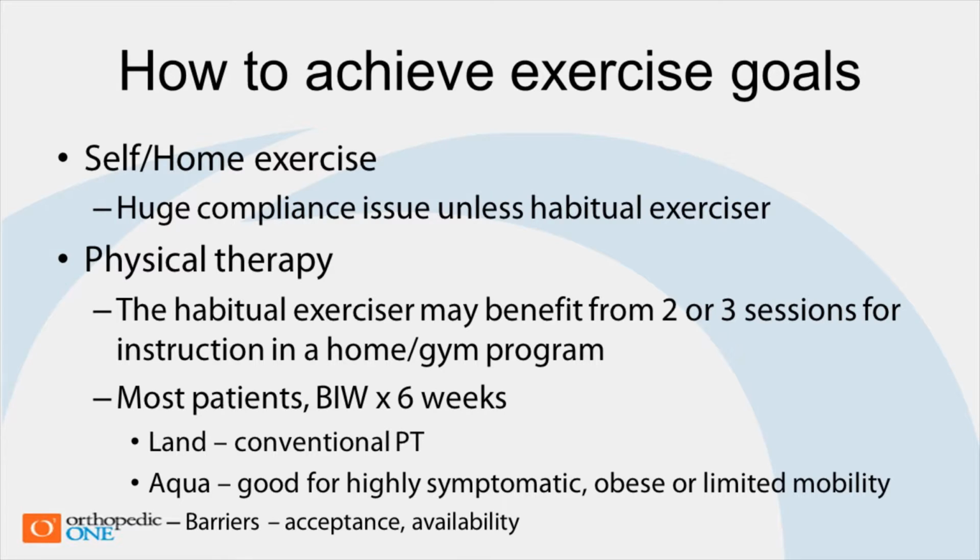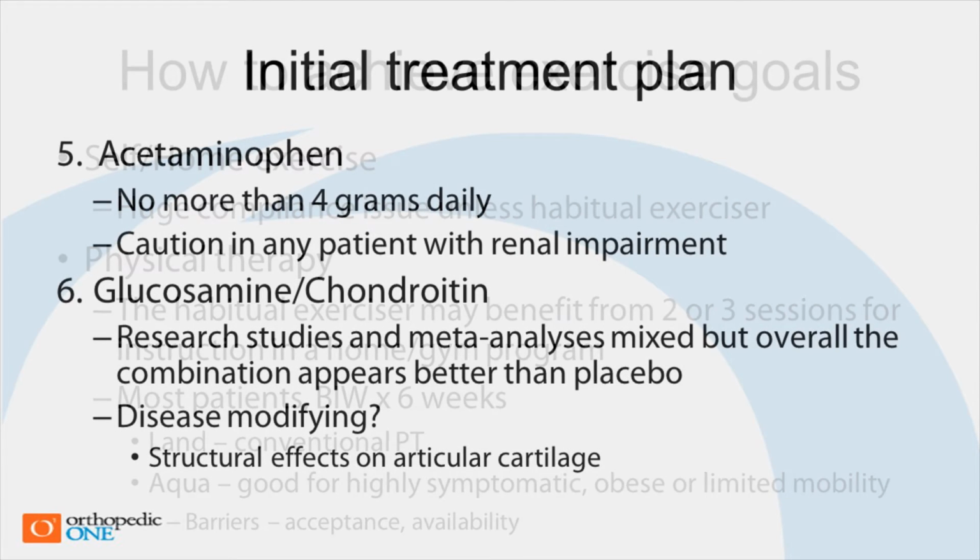Short of that, and there are people that do that, and that's great, and we should encourage healthy behaviors such as that. But for most patients, I'm going to prescribe physical therapy twice a week for 6 weeks, and that might include your conventional physical therapy in the gym, or it might include pool therapy, and I think that's a great choice for patients whose symptoms are really significant, who have limited mobility or are very overweight. But with the pool, there's always availability, and some people just don't want to get in the pool, and I can understand that.